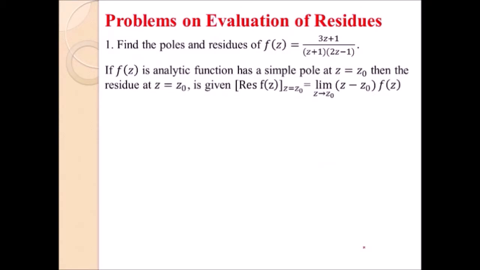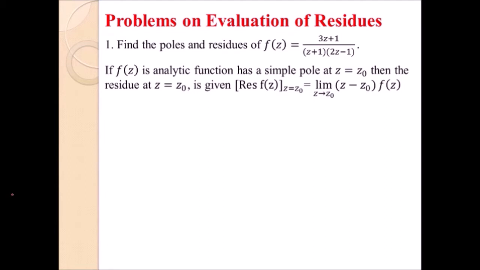Next we will go for some problems on evaluation of residues. Problem number 1: find the poles and residues of f(z) = (3z + 1) / ((z + 1)(2z - 1)). To get the poles, we have to equate the denominator to 0.